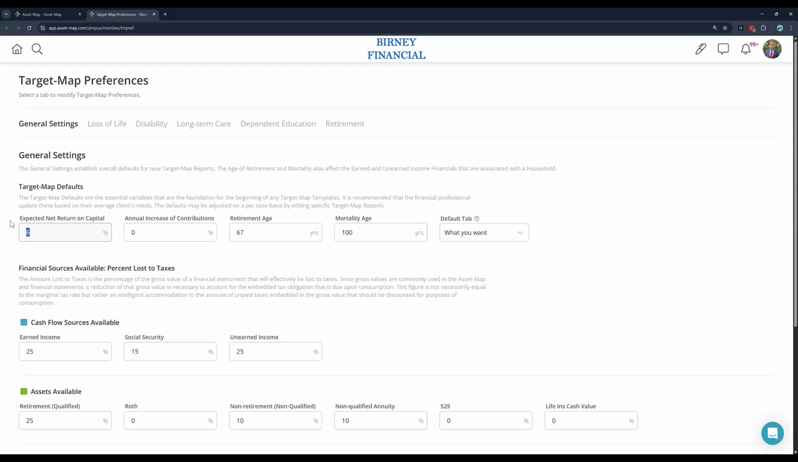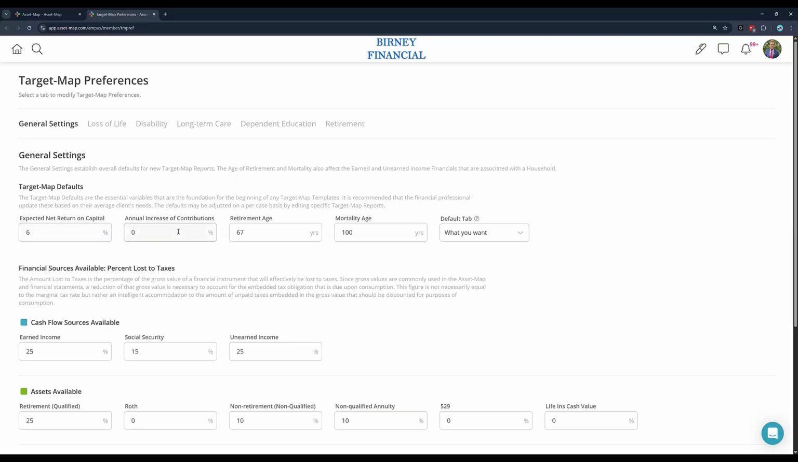It will make your target maps a bit harder to run, but if you can show a client success at a 4% rate of return, it should make them feel pretty good because hopefully you are under-promising and overperforming. So enter in whatever default rate you want there, and you can always edit them on individual target maps going forward. I am just setting my global defaults here.